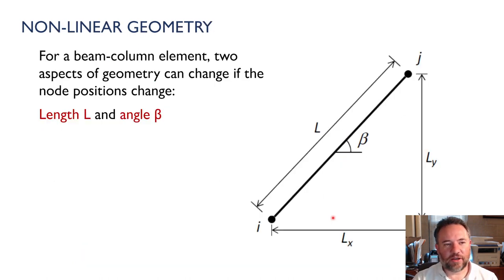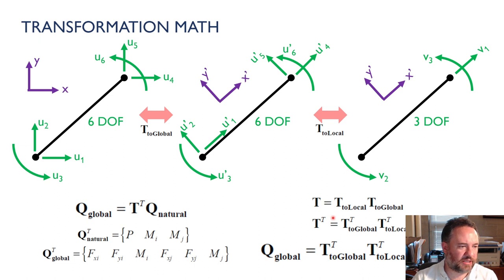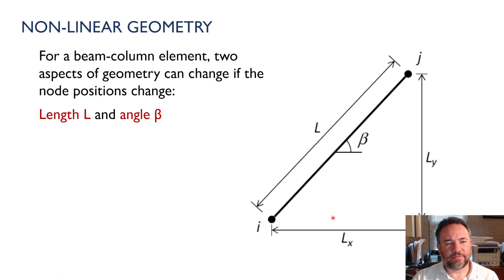For a beam column element, there are two different things that can change. You can imagine in the linear transformation, this is pretty easy. There's going to be some sine theta and cos theta terms in there, and that's basically going to be it, because I'm just rotating things, more or less. So what happens if I have a nonlinear geometric case? Let's think specifically about beam column elements. There are two different things that can change.